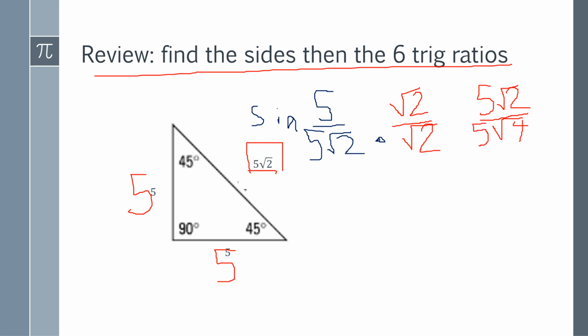So it looks like we can make some things cancel and simplify, right? Before we do that with the square root of 4, those 5's can cancel out, because 5 divided by 5 is 1. So we are left with the square root 2 over the square root of 4, which we know is just 2, and the square root of 2 is just square root of 2. So that's my final answer for sine.